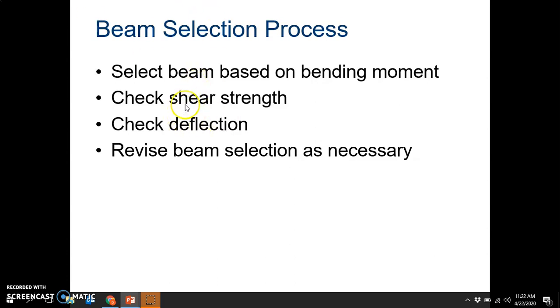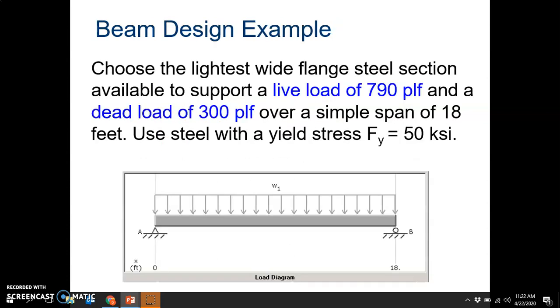And then you revise the beam if either of these don't work. Typically, the shear will work. Deflection often does not work, and then you have to choose a larger member. So here's a typical question.